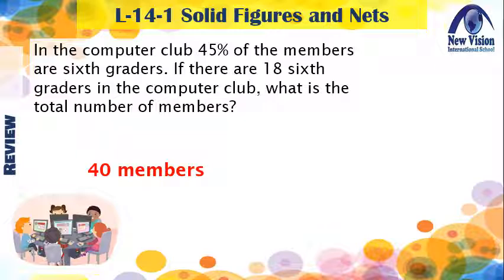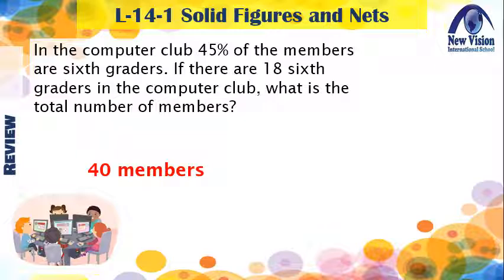But from the question, 45% is 18. So 9 parts equals 18. So 1 part equals 18 divided by 9, equals 2, which is 5%. 2 parts equals 4, which is 10%. 3 parts equals 6, 15%. Continue this pattern. So 10 parts equals 20, which is 50%. So 100% equals 40. So how many members in total are there?